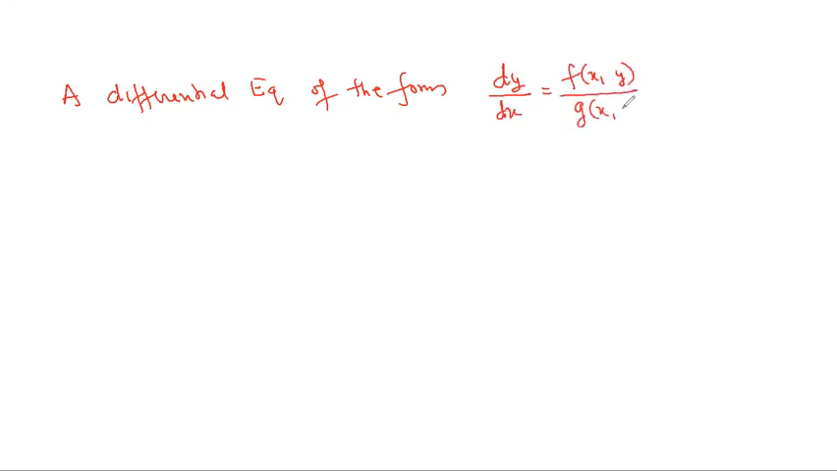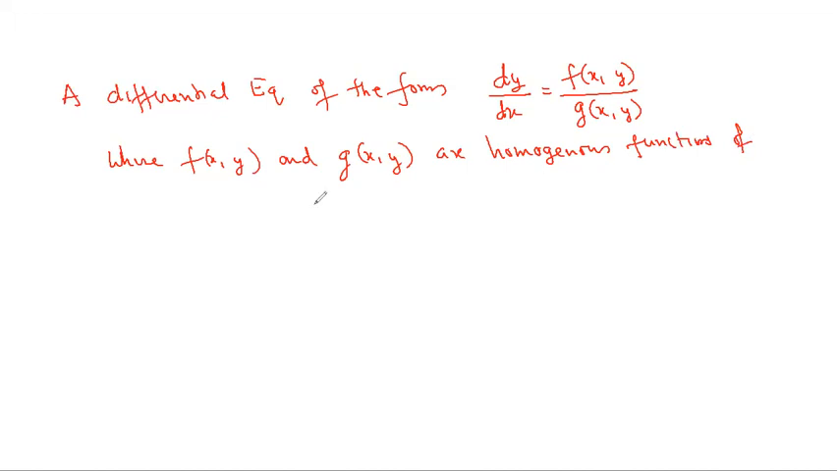A differential equation of the form dy by dx is f of x, y upon g of x, y, where f of x, y and g of x, y are homogeneous functions of the same degree, is called, you put this in brackets, a homogeneous differential equation.